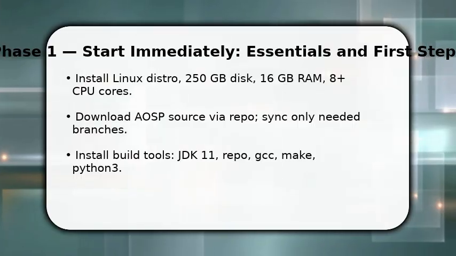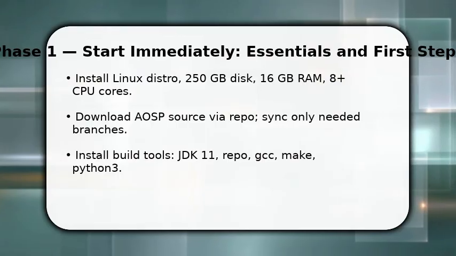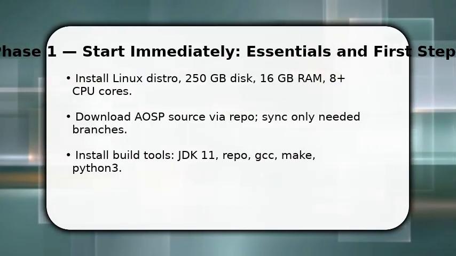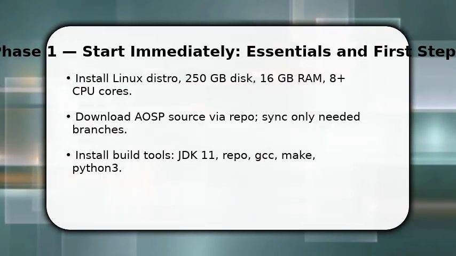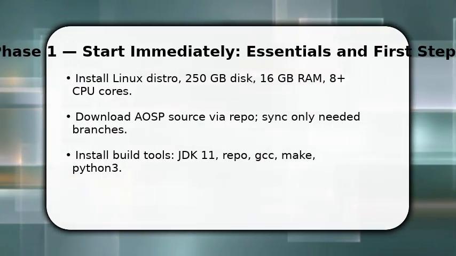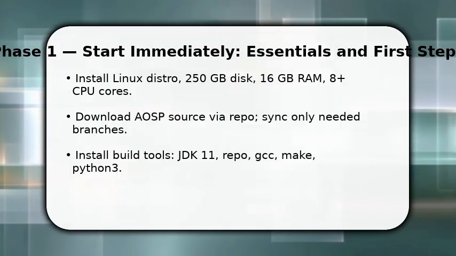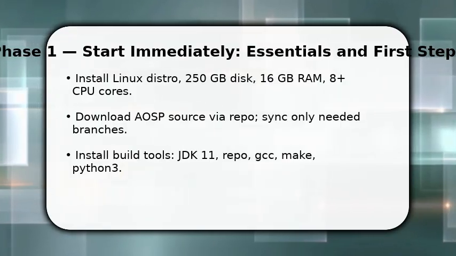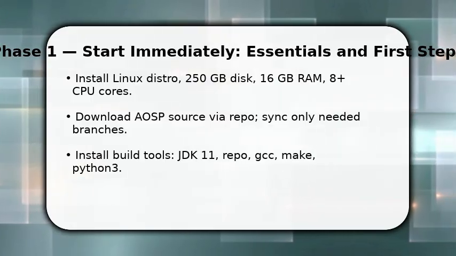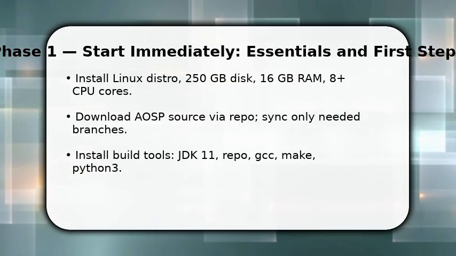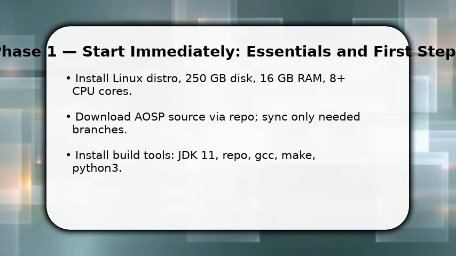You start by preparing a deterministic environment. Choose Ubuntu or Debian, allocate 250 GB and 16 GB RAM, and enable 8 cores. Clone AOSP with repo init and repo sync for the release you want. Once done, install JDK 11, Python 3, GCC, Make, and Android-specific packages. These are required for compile and test.